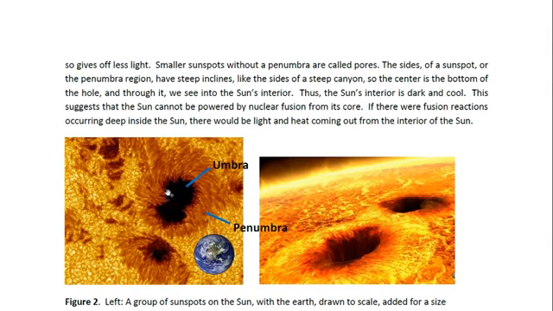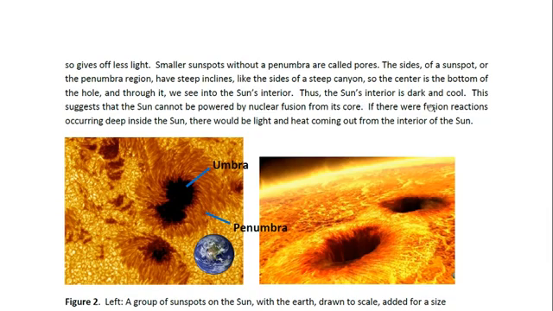Now, because these sunspots are dark and also cooler, the temperature inside a sunspot is about 2000 degrees Kelvin below what it is on the surface of the sun. So at the surface we have a temperature of 5700, and the temperature inside is 2000 degrees lower.